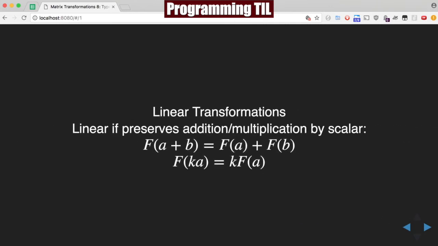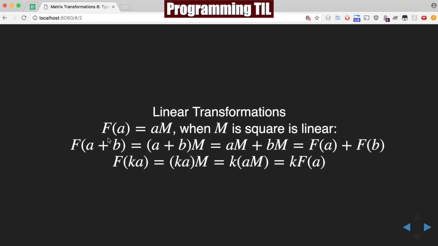A transformation is linear if addition and multiplication by a scalar are preserved after the transformation. So addition would be f(a + b) = f(a) + f(b), and f(ka) = k f(a) for multiplication.